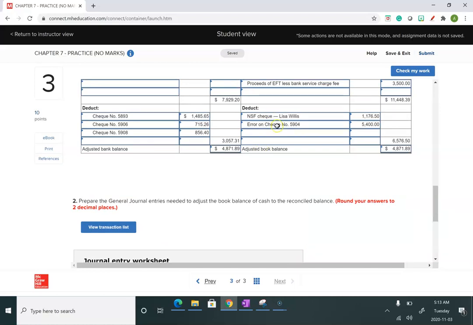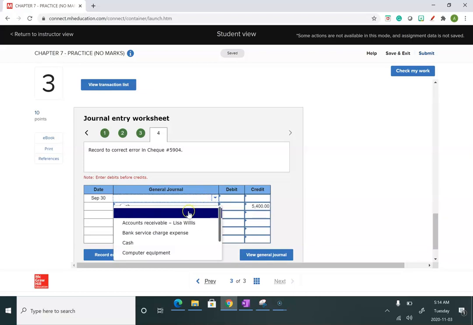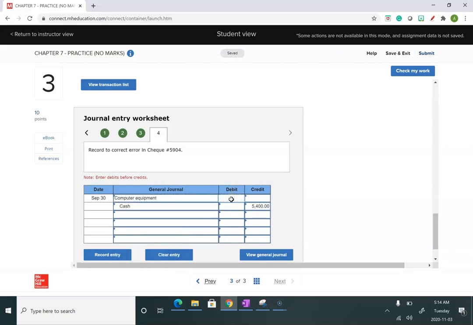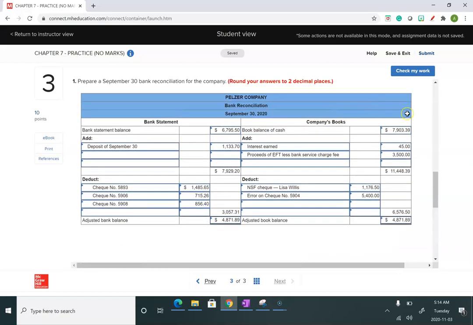And then the last one is this error on check number 5904. So again, the cash going out, I can start with that, is 5,400. And the original one was supposed to go into computer equipment. So that I'll put it there, 5,400. So once you're done journalizing this side, then we're done.